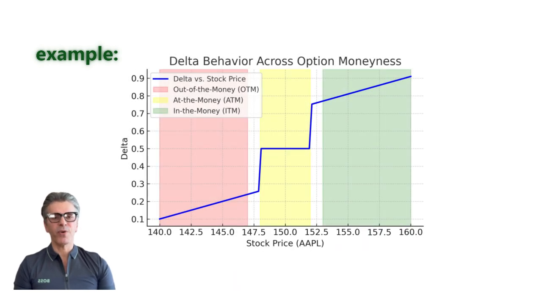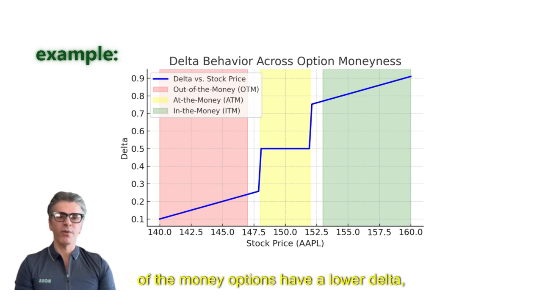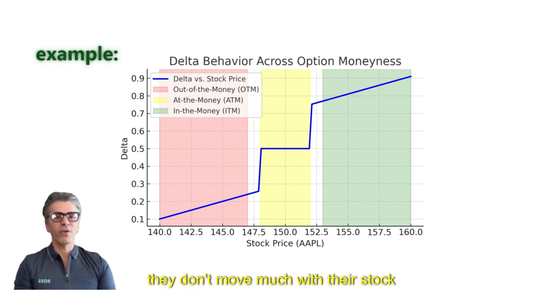If delta is 0.75, the option gains 75 cents per dollar of stock movement. Deep in the money options have a higher delta. Out of the money options have a lower delta, meaning they don't move much with stock price changes.